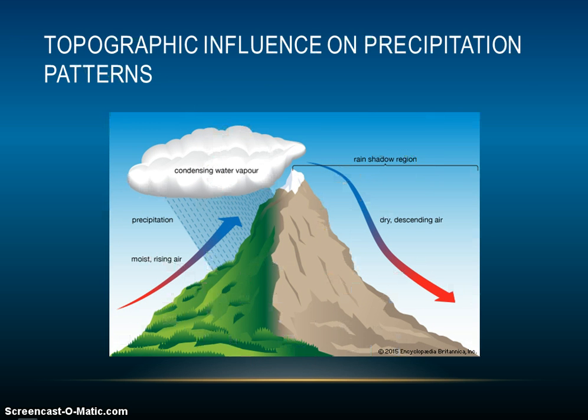Mountainous topography influences local and regional precipitation patterns. A rain shadow forms on the leeward side of a mountain or mountain ranges due to the loss of moisture from the air as it travels up and over the mountains from the windward side.